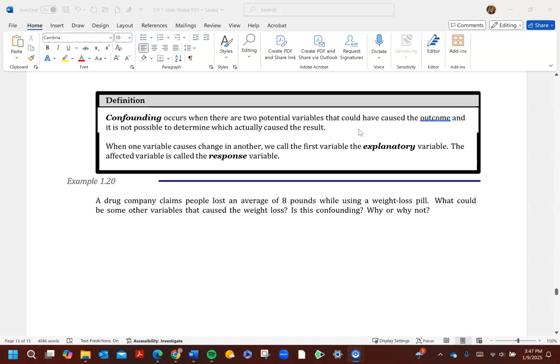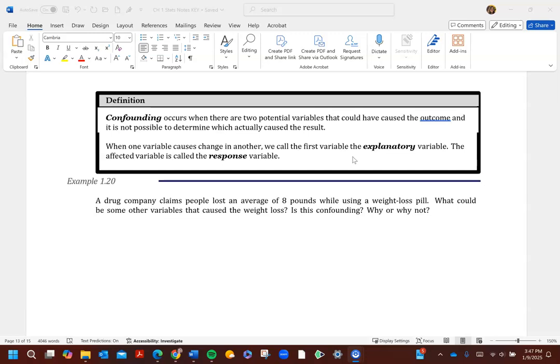Confounding occurs when there are two potential variables that could have caused the outcome, and it's not possible to determine which actually caused the result. When one variable causes change in another, we call that first variable the explanatory variable, and the affected variable is called the response variable. And you may have heard of these as independent and dependent variables.